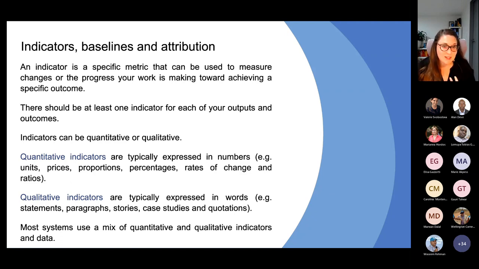Now, they can be quantitative, so they're typically expressed in numbers, units, prices, percentages, and qualitative. So these are typically expressed in words, in case studies, paragraphs, short stories. Now, a good little formula that we like to use to develop a good indicator is to think about the QQTL, and I can write that in the chat box. Quality plus quantity plus time plus location. QQTL will give you a really good indicator.